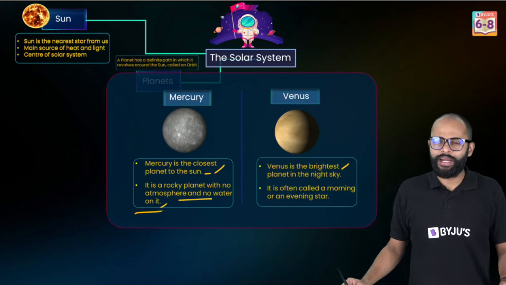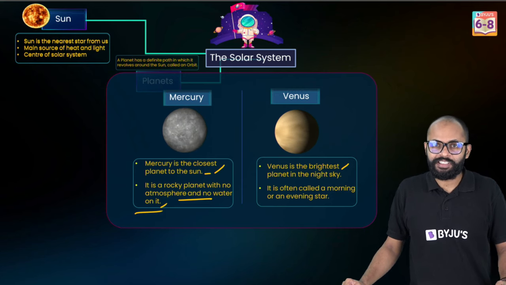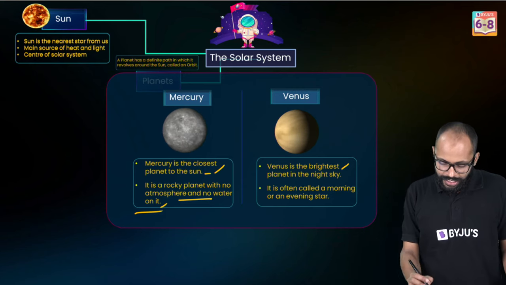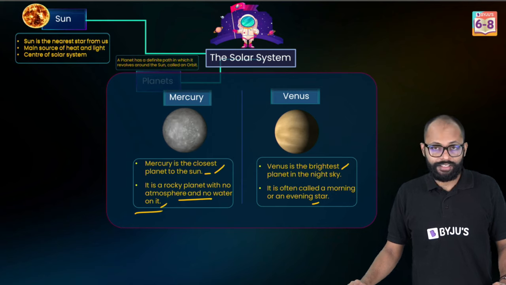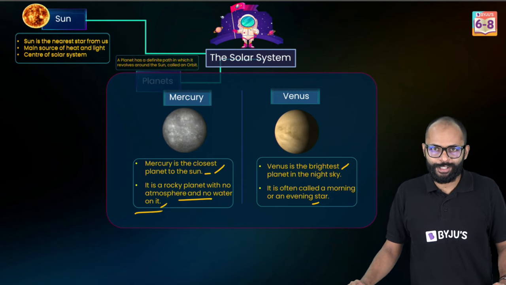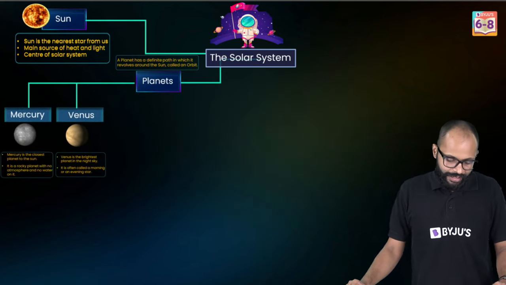Next, we have Venus. It is the brightest planet in the sky. It is called the morning star or evening star. It shines very nicely in the morning and evening, right? It is often called a morning or an evening star. It also has another feature, it rotates in the opposite direction, right? We have discussed this before. Alright, so Mercury and Venus are done.